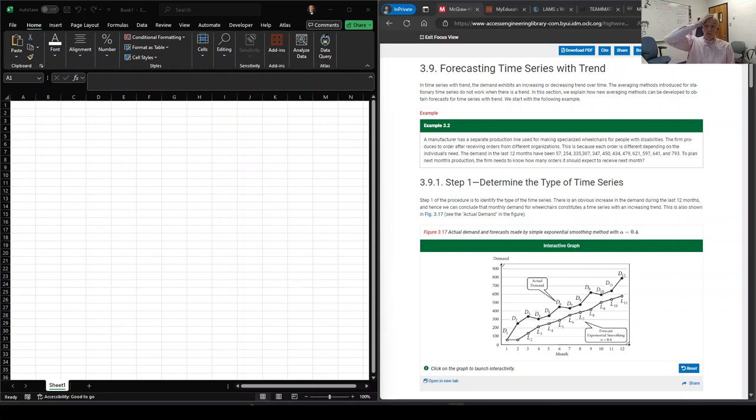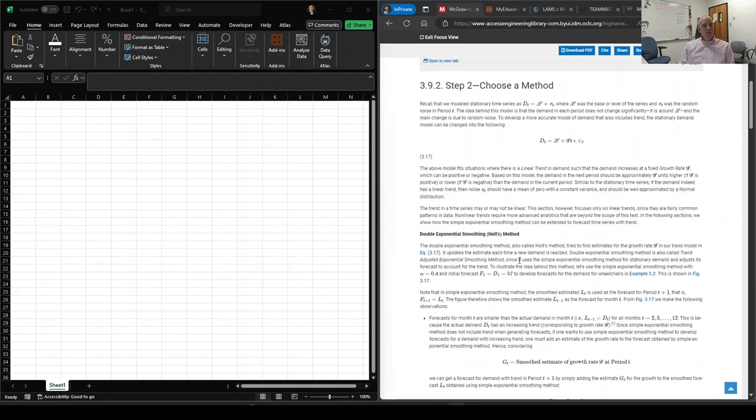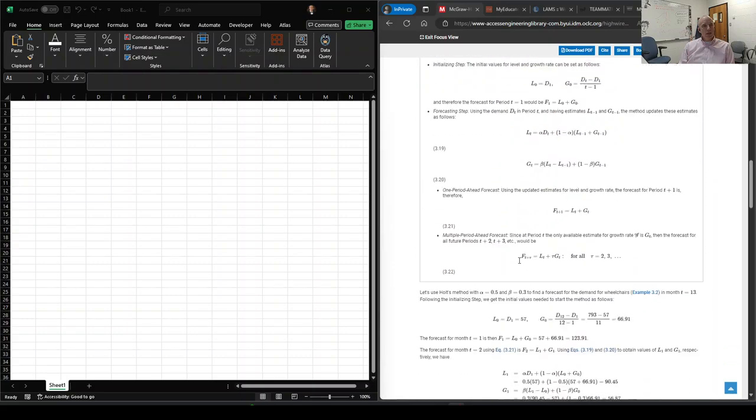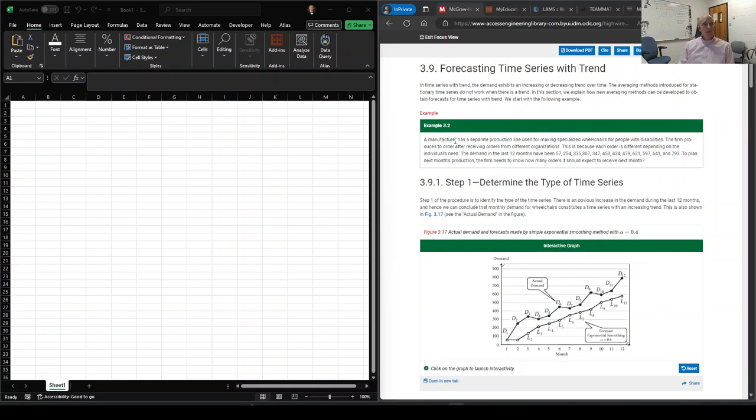Okay, here's another video about the wheelchairs example. This is in section 3.9, and we're just going to follow along in the book and create an Excel spreadsheet based on this example to help us understand the relationships here between growth and level demand and forecast. So this is example 3.2 in the book, section 3.9.